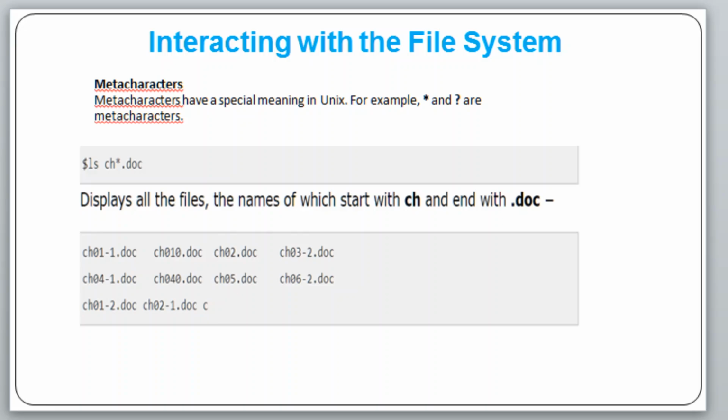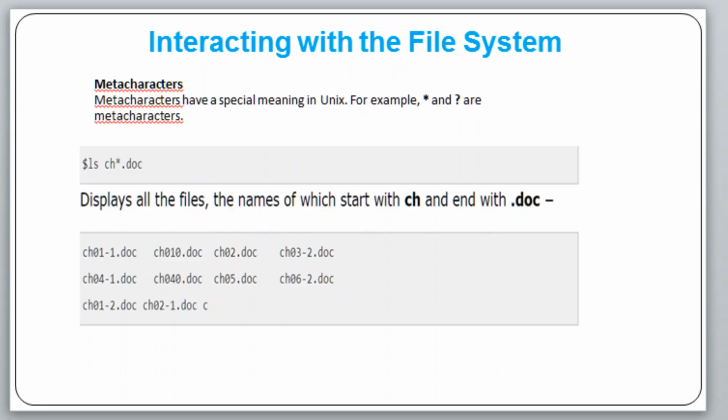So we can also use meta characters, which are very useful in the command line. Okay, so meta characters have a special meaning in Unix. So for example, the star or splat and question mark are meta characters. So we see here we have ls ch*.doc, and this is going to display all the files, the name of which start with ch and end with .doc. Okay, depending where I put this star dictates how it'll be used.